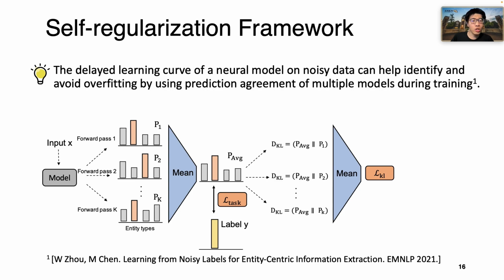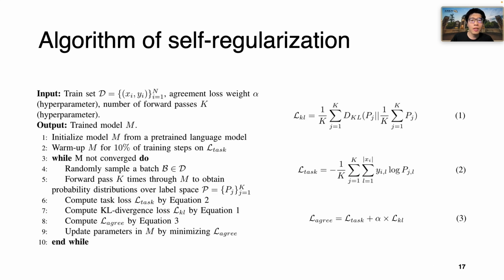Self-regularization uses prediction agreement of multiple models during training to achieve this and prevent the model from overfitting on certain noisy labels. Concretely, this is the algorithm of self-regularization. We first initialize a model M from a pre-trained language model such as BERT-base. The first 10% training steps undergo a warm-up phase.